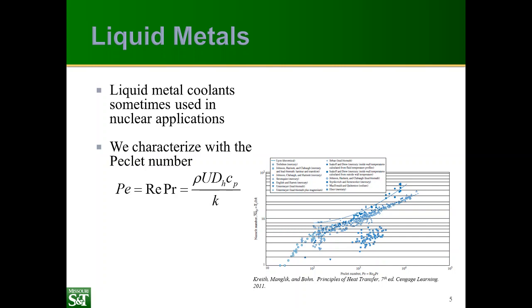The reason is because their Prandtl number is very small, 0.01, which means their conduction is much bigger than their momentum diffusion. So typically, we end up using the Peclet number to characterize liquid metals. The Peclet number is just the Reynolds number multiplied by the Prandtl number, and it scales conduction to convection. So we can look at a few very simple cases.